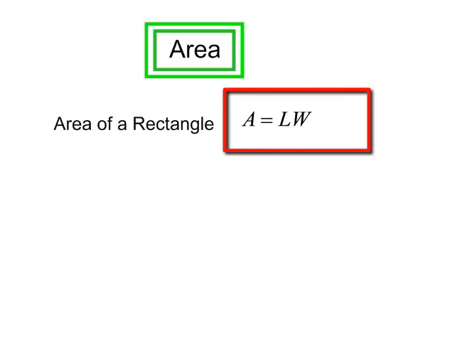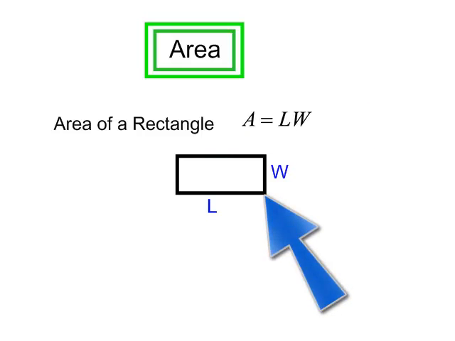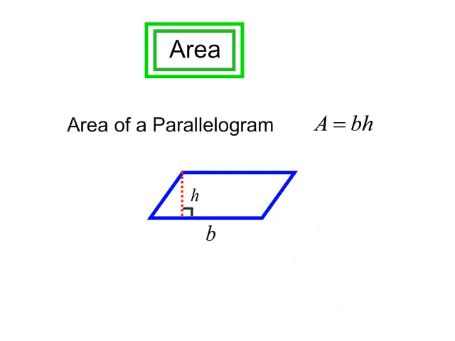We are going to talk about the area of three polygons. The area of a rectangle is equal to the length times the width. Now remember, in a rectangle, the length and the width are perpendicular. The area of a parallelogram is equal to the base times the height. In a parallelogram, the sides may or may not be perpendicular.